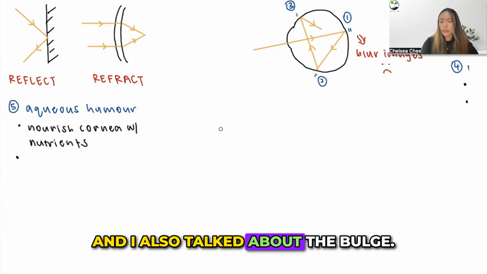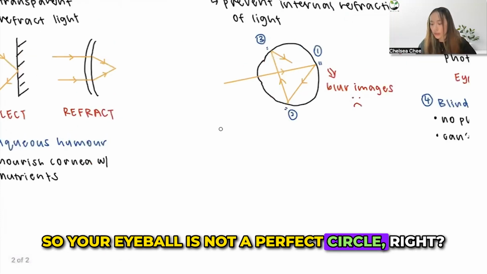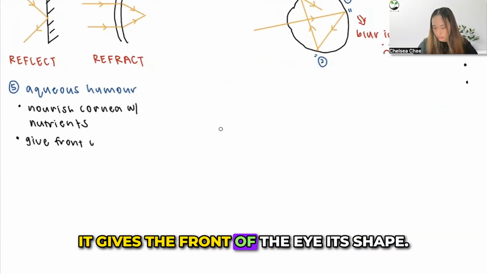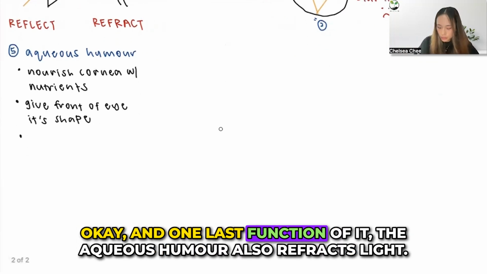And I also talked about the bulge. So your eyeball is not a perfect circle, right? There's a bit of a bulge. And this is by the drop of the aqueous humor. It gives the front of the eye its shape. And one last function of it, the aqueous humor also refracts light.